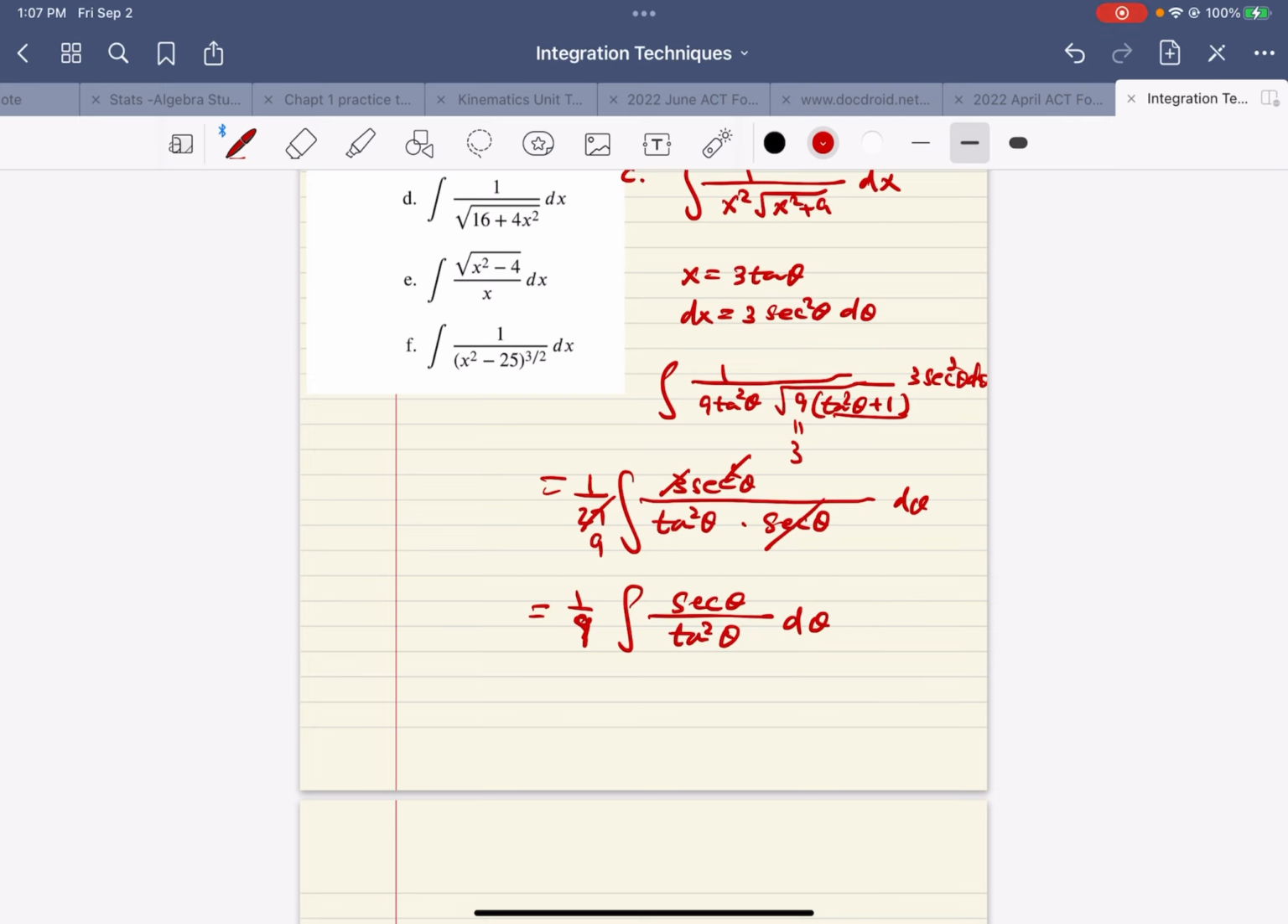Now, the next step, let's change into sine and cosine. Usually, if you cannot use any identity, then use sine and cosine only. So 1 over 9, secant is 1 over cosine theta, and then times tangent square, which is sine square over cosine square. But 1 over tangent square is then cosine square theta over sine square theta d theta. So one of the cosine cancels out, 1 over 9 cosine theta, and the denominator sine square theta d theta.